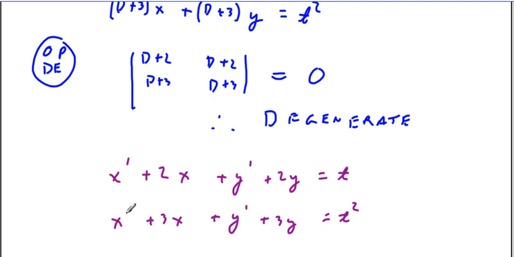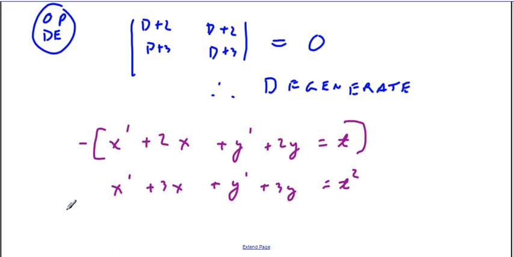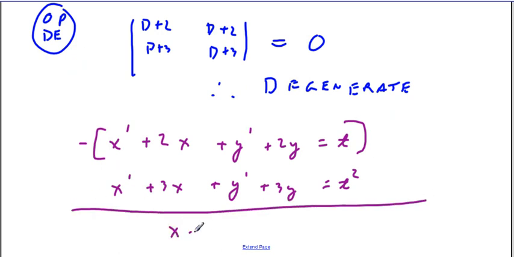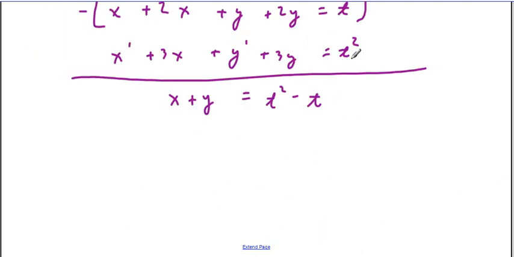And what I'm going to do is add these two together, but I'm going to make the top one negative and add them together. When I do that, I got x plus y is equal to t squared minus t. Alright, so that looks good so far.